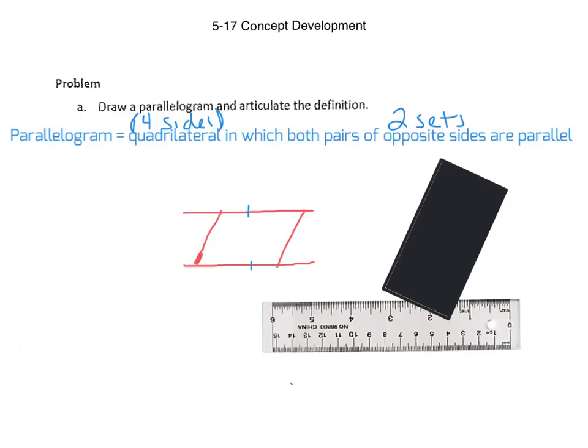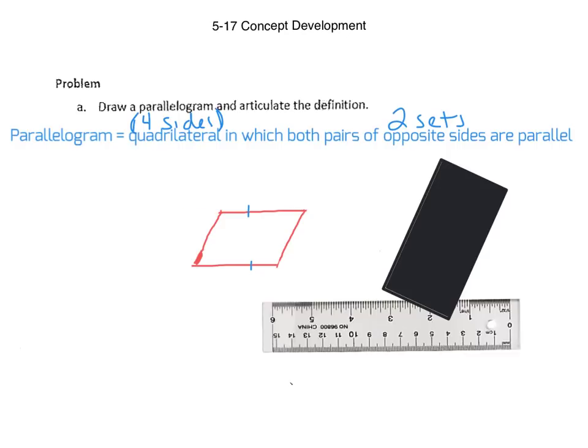So now that I moved my rectangle out of the way, I'm just going to clean up my parallelogram, meaning I'm going to erase those extended lines so I just have nice, neat corners.